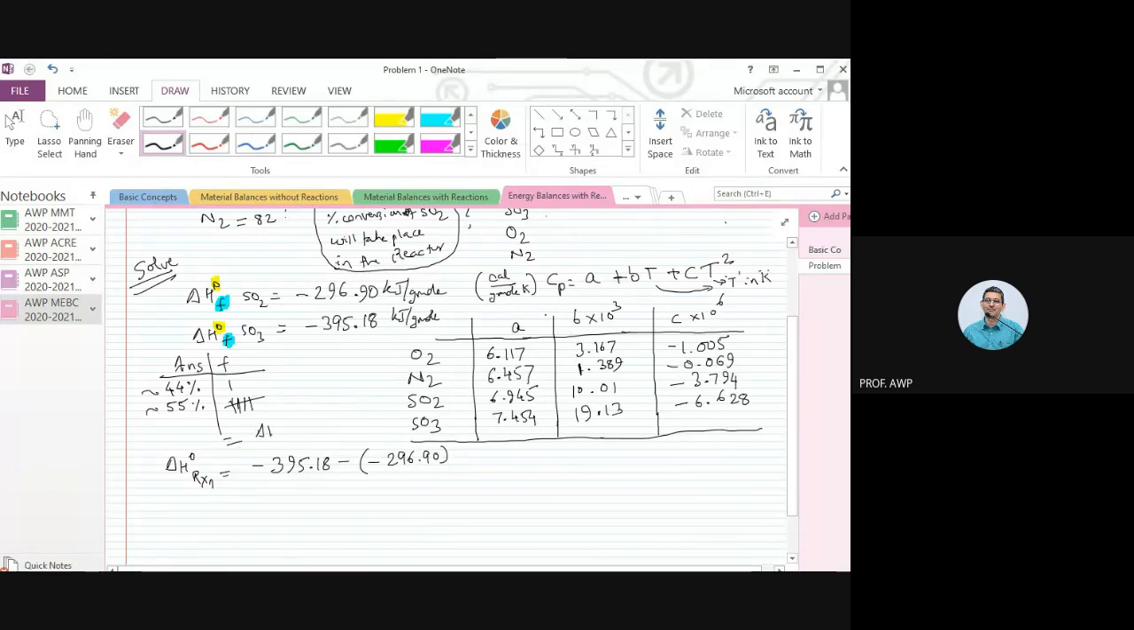Yes, sir. Delta H0 formation of products minus delta H0 formation of reactants. Oxygen? No, sir, it's in standard state. Correct, zero, since elements in their natural state, elements and gases, are in standard state. Right, so tell me the value.